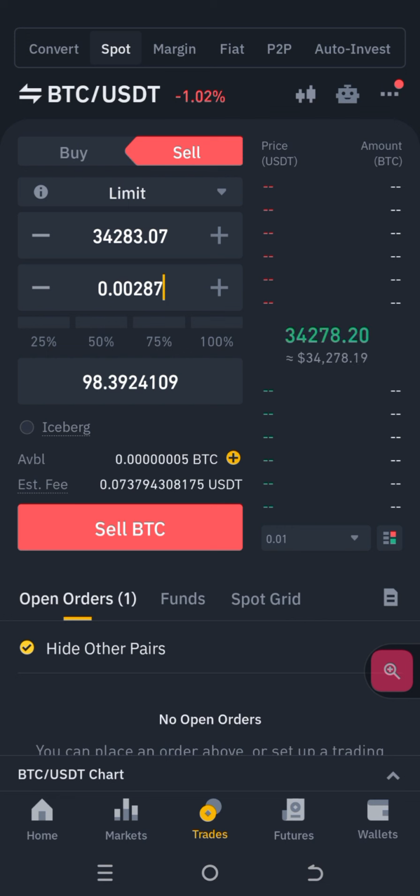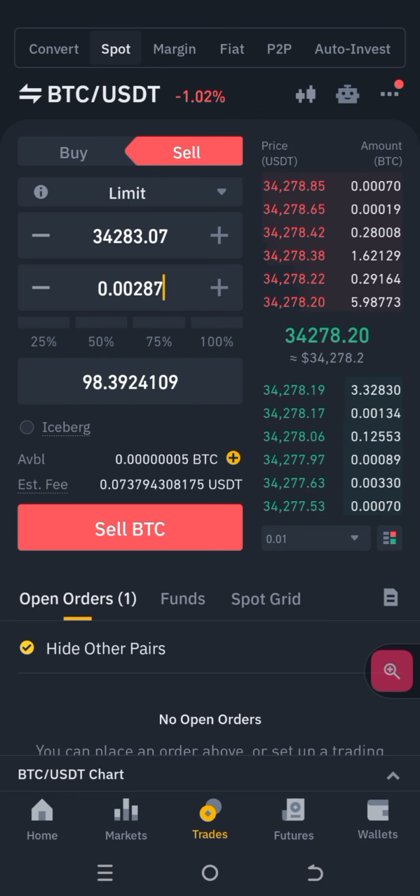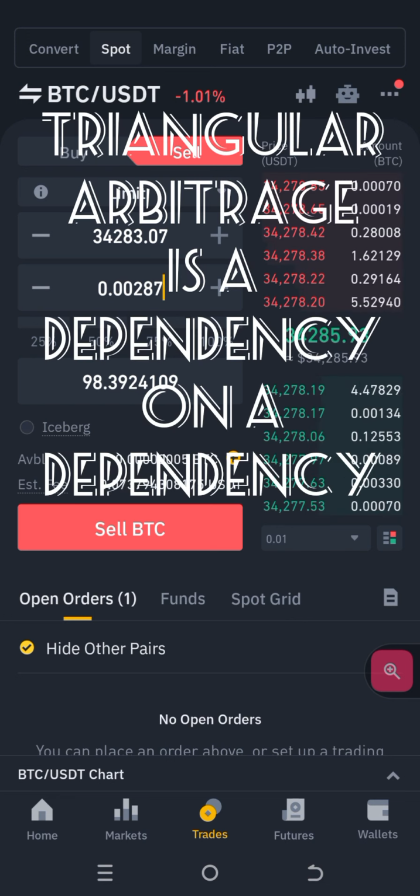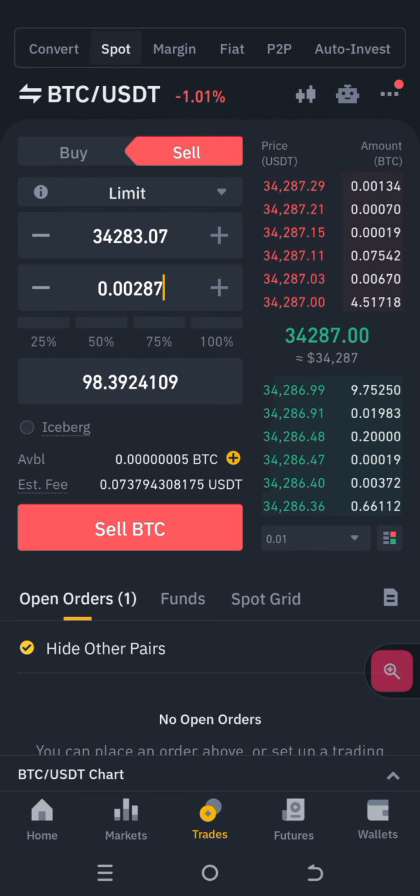Now, let me tell you something about triangular arbitrage. It's a dependency on a dependency. Okay? You have to understand the pros and cons of triangular arbitrage. So the pros and cons include the fact that you have to wait to get a signal, and then when you get that signal, you have to do what I call a deep dive simulation.